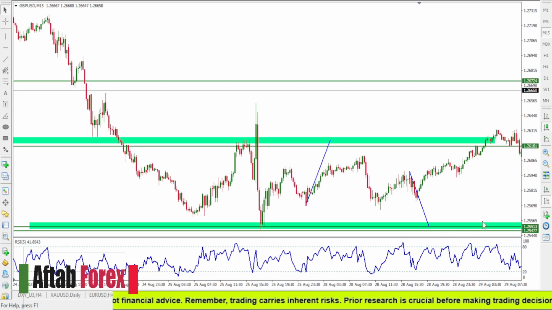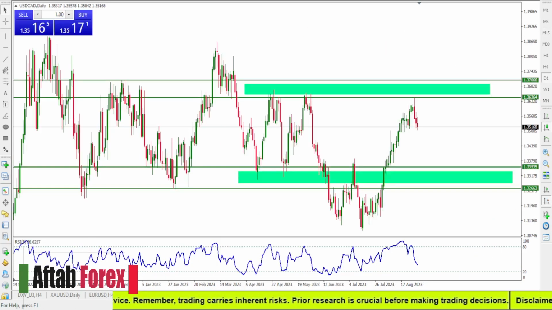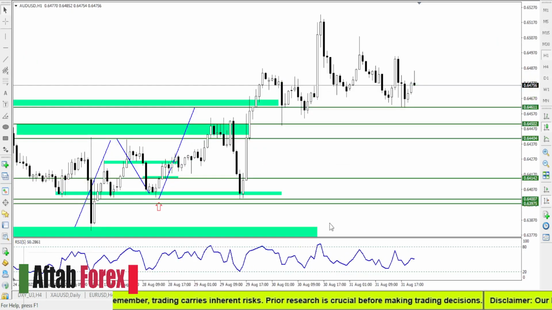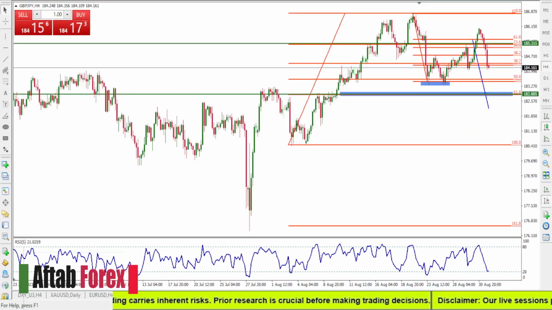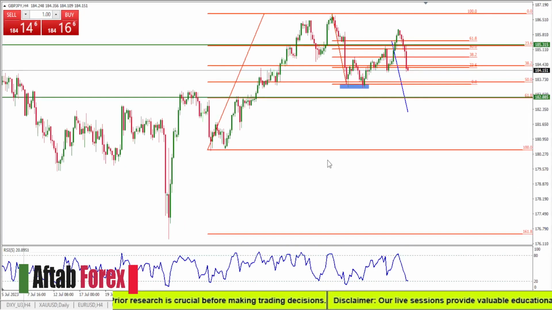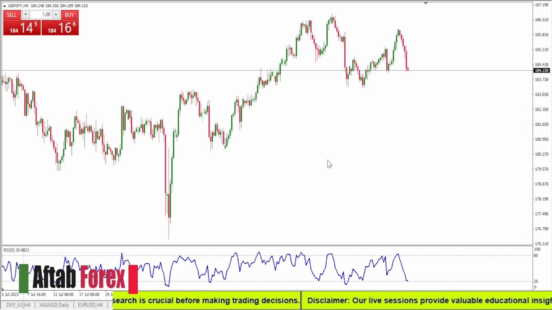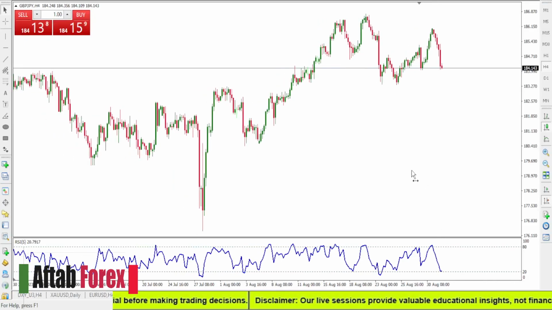Then the pound dollar I want to discuss as well, and the dollar CAD, the Aussie dollar, US dollar, New Zealand US dollar, and obviously the pound yen I'm going to discuss. So first of all, let's have a look at the pound yen at this particular moment. I'm going to delete everything, and right here if you see I'm on the H4 at the moment.